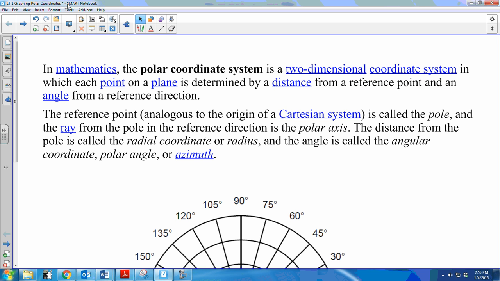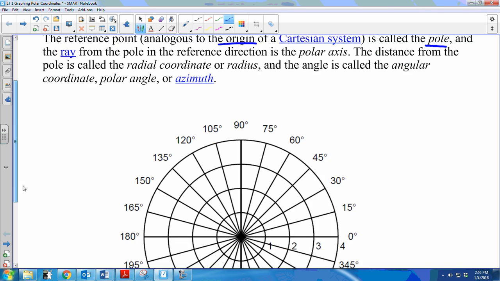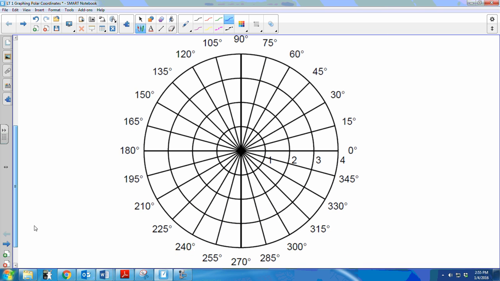Now on your note sheet, you have lots of vocabulary to fill in, so we'll go through that really quickly. The reference point, because you have to be able to base everything on some sort of point, is called the pole. And the pole is just like the origin in the Cartesian system. So here is the polar coordinate plane, and the pole would be the very center, in the middle.